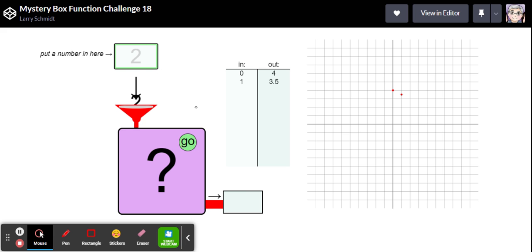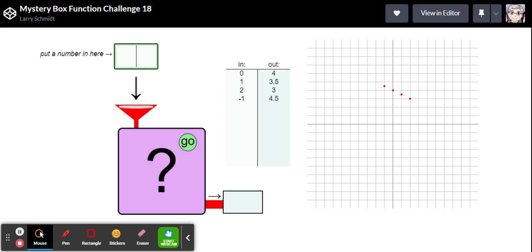Let's try a 2. Okay, so for 2 we get 3. So it looks like as we go to the right, if this is a line, it's going down by half a unit every time it goes over 1. So let's try maybe -1 and predict. It should be here at 4.5 if this is a line. So let's try -1, and we think we're going to get out 4.5.